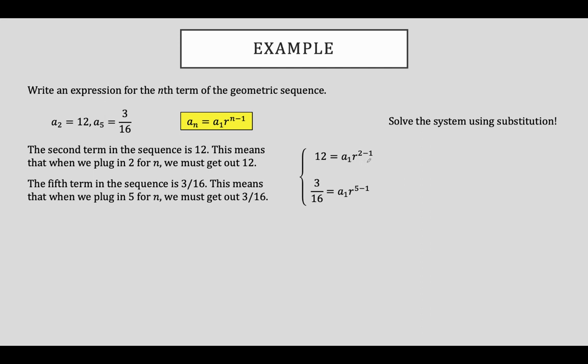Well, we divide both sides of the equation by r. Notice that 2 minus 1 actually gives me a 1 in the exponent. So we have a1 is equal to 12 over r. I can now substitute that into my second equation for a1. That gives me 3 over 16 is equal to 12 over r times r to the fourth power.